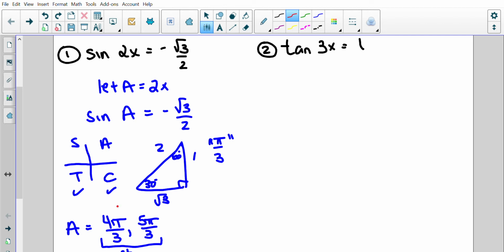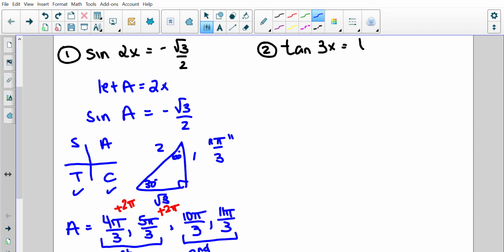So I would have to add 2 pi to this, okay, because that's one rotation of the circle. Same thing with this number. We're going to add 2 pi, okay? So when we do that, again, we've got to get a common denominator. So that's 6 pi over 3 plus 4 pi over 3, we get 10 pi over 3. And then 6 pi over 3 plus 5 pi over 3 gives us 11 pi over 3. So these would be our answers within the second rotation of the circle.